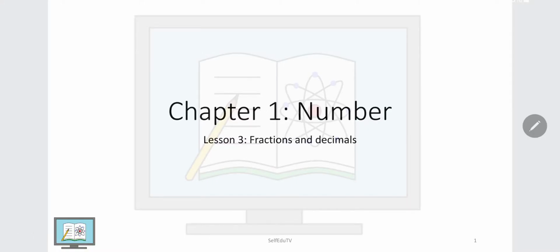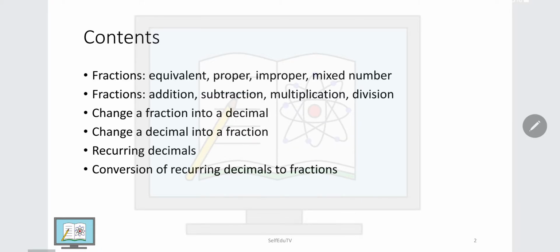The lesson in this video is about fractions and decimals. This video covers the terms used in fractions, how to perform addition, subtraction, multiplication and division involving fractions, how to change a fraction into a decimal, how to change a decimal into a fraction, recurring decimals, and how to convert recurring decimals to fractions.